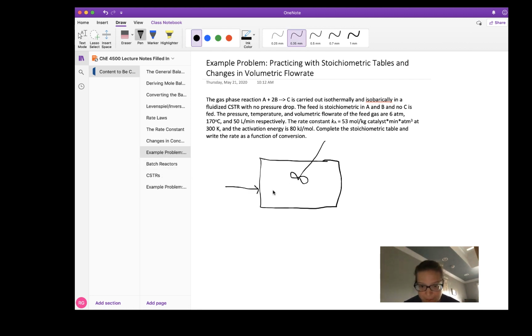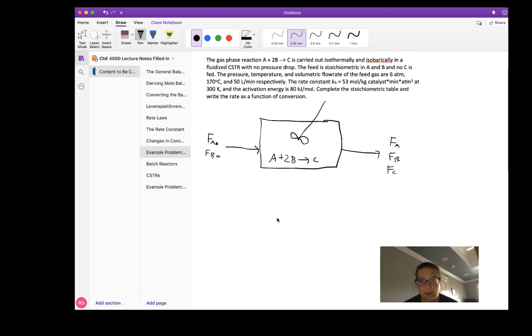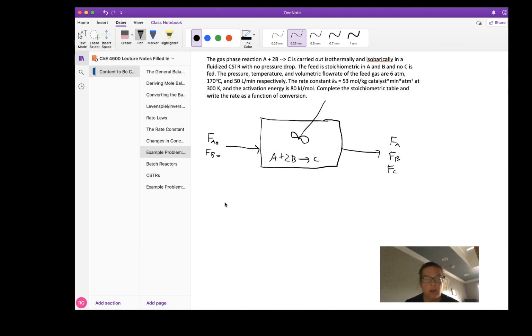So this is my fluidized CSTR, has catalyst inside it. I have A and B coming into the reactor, and I have A, B, and C leaving the reactor. And inside the reactor, I have A plus 2B goes to C. So the first thing I want to do is create a stoichiometric table. A stoichiometric table is basically a way to account for the flow rates of the different species.